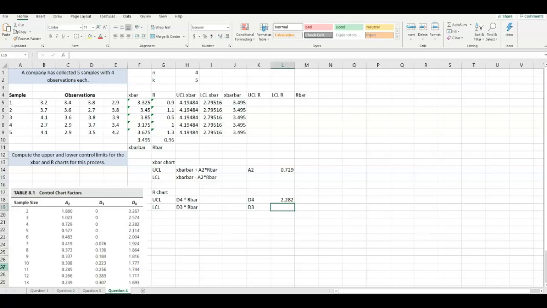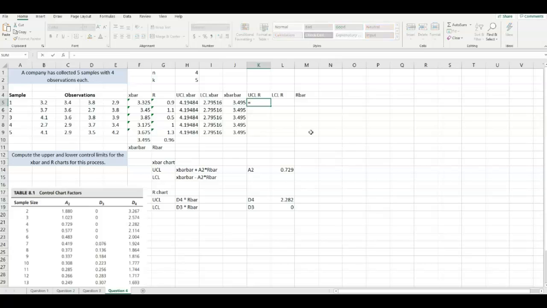Now D3, so our sample size is 4. We bring that across, and we see that D3 is just going to be 0. Now we will use our formulas that we have here to find the upper and lower control limits.